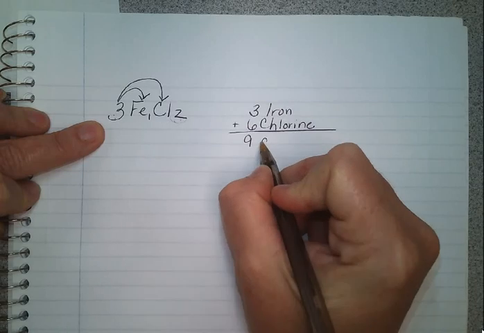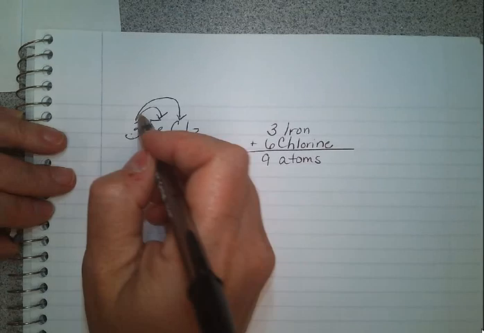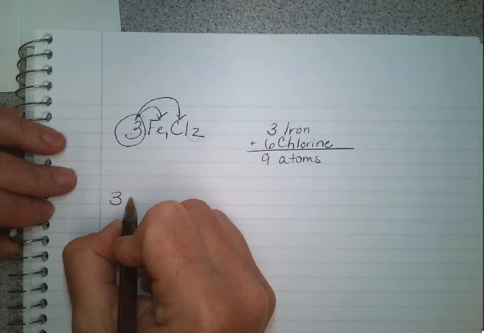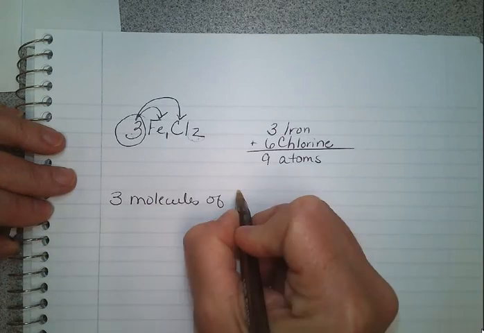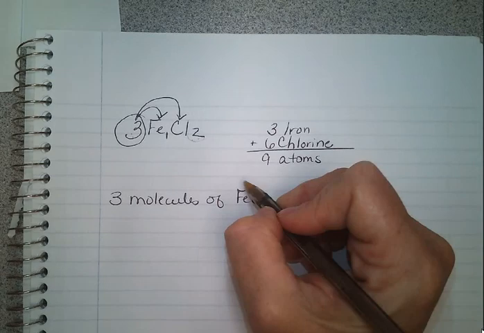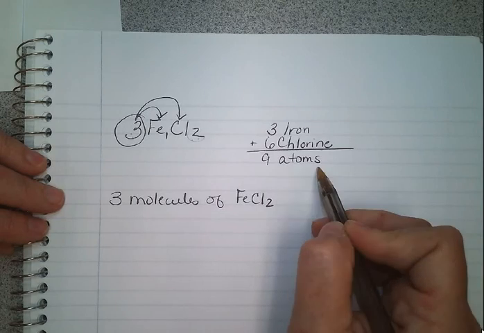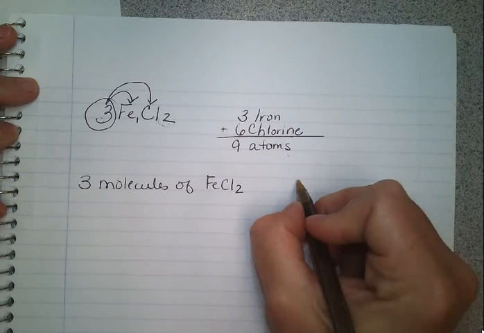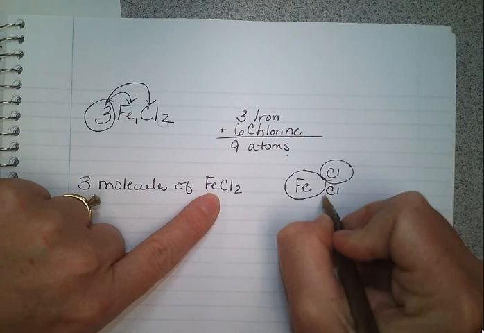Now, how many molecules do I have? I have 3. Remember, I have 3 molecules of my iron chloride. I have 3 atoms of iron. I have 6 atoms of chlorine. I have 9 atoms total. So what this starts to look like is an Fe, 1 iron, bonded to 2 chlorine. That's what one molecule would look like.